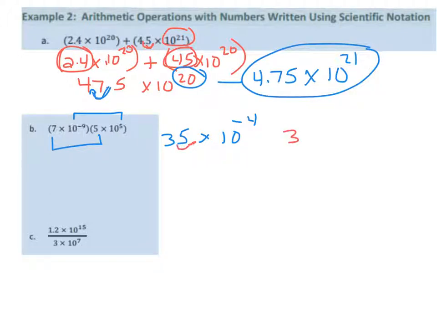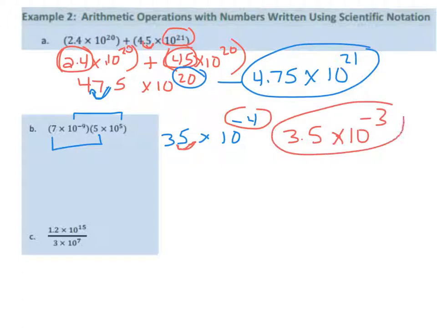So now it's 3.5 times 10 to the what? Well, I just made that smaller, so this thing has to be bigger. What's 1 bigger? So I move the 1 spot, negative 4 becomes negative 3. And that's my answer, 3.5 times 10 to the negative 3.